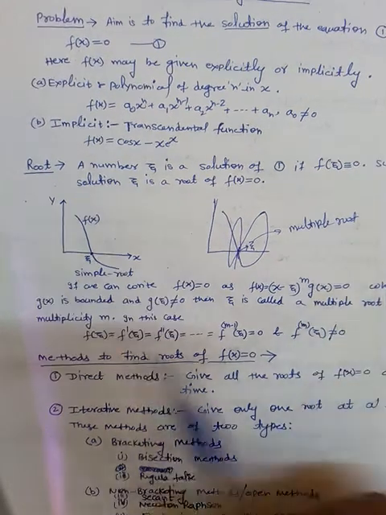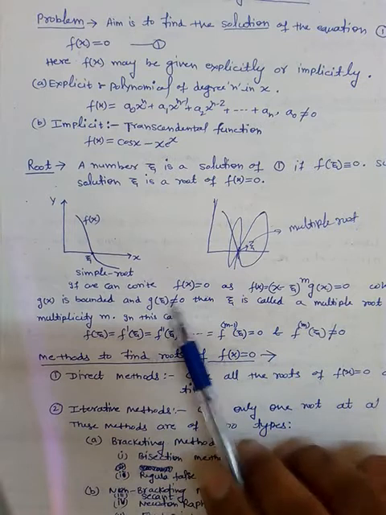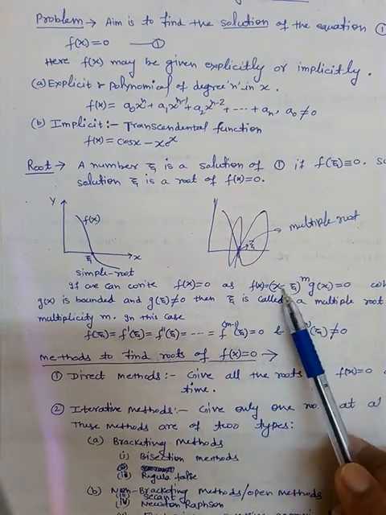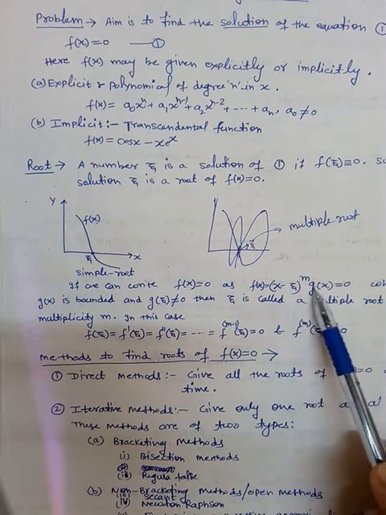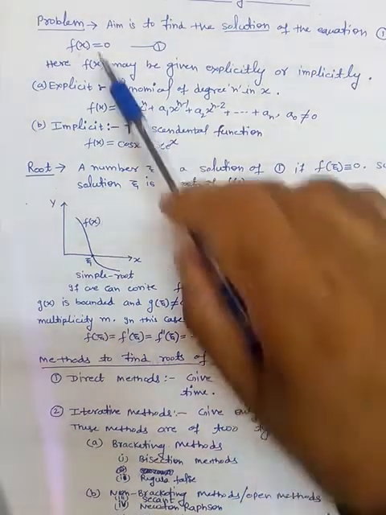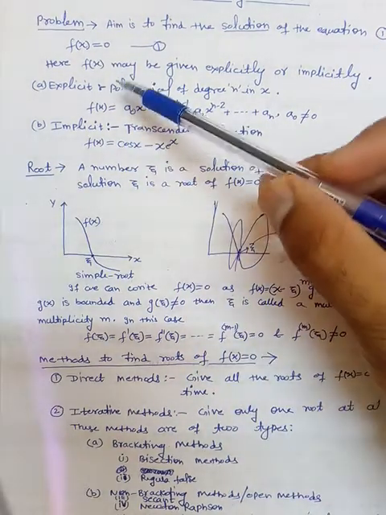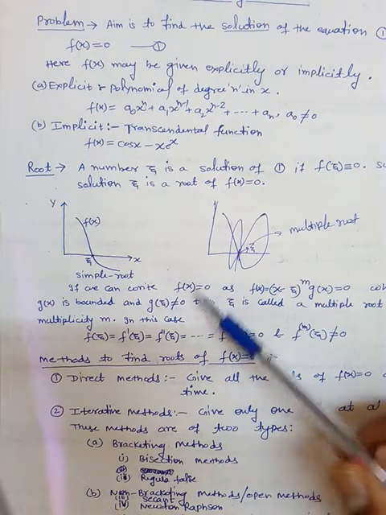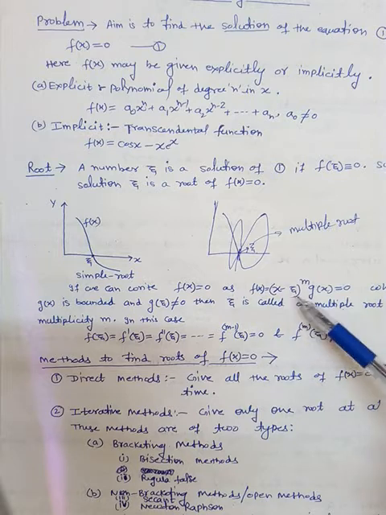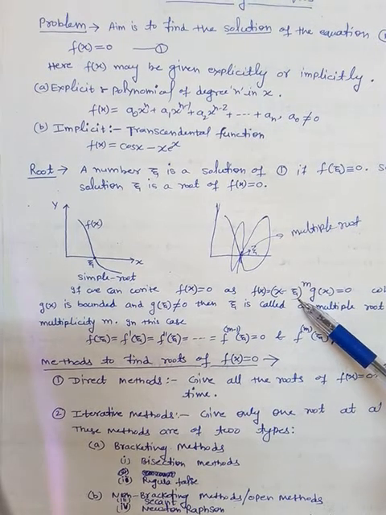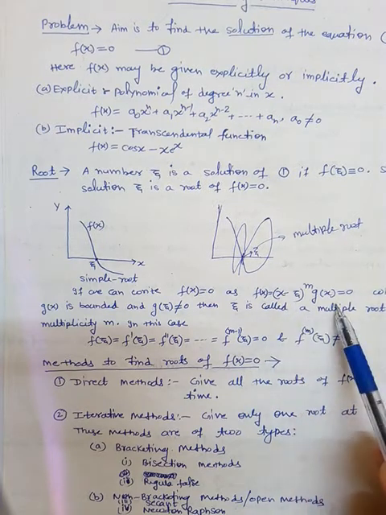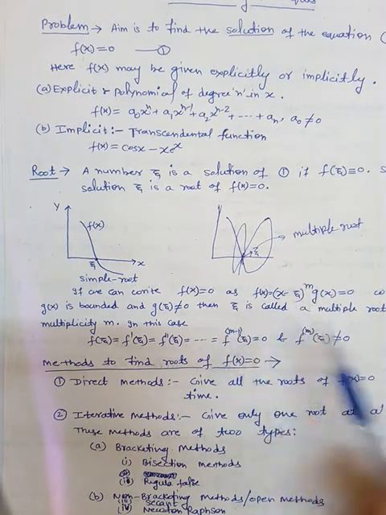Fine. Now we can write f of x equal to 0 as (x minus xi) raised to the power m times g of x equal to 0, because we are trying to find the root. So obviously if xi is a root of this equation, then x minus xi will be a factor, at least a factor. So you can easily write f of x as this if xi is the root of this problem.